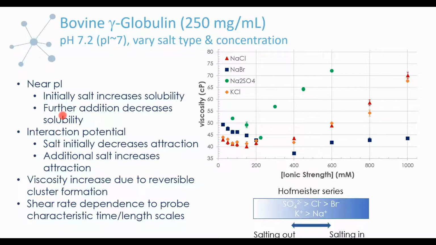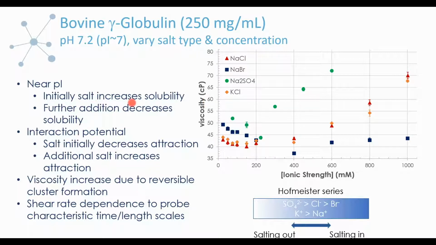The general idea is that when you're near the isoelectric point for a number of proteins or antibodies, initially adding salt will increase the solubility. I'll point out here that for these particular samples that we prepared, the buffer alone, which had a very low ionic strength due to the phosphate salts, we weren't able to get the gamma globulin into solution. We had to add some low level of our additional salt here to get it into solution. That's why there's no 0 point.